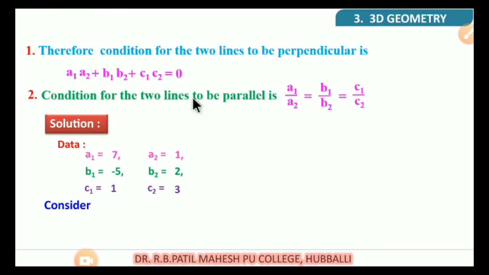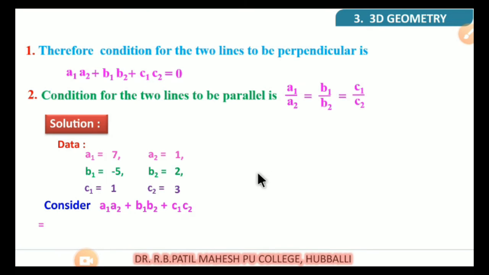Now to prove this perpendicularity of two lines, we have to prove this condition. Now consider the left hand side here, that is a1 into a2 plus b1 into b2 plus c1 into c2. So here we have to prove that it is equal to 0.